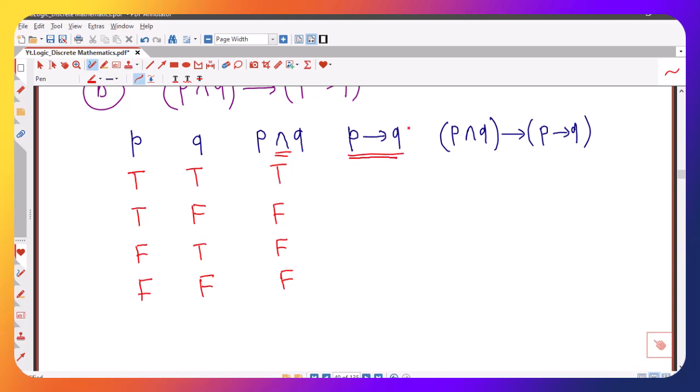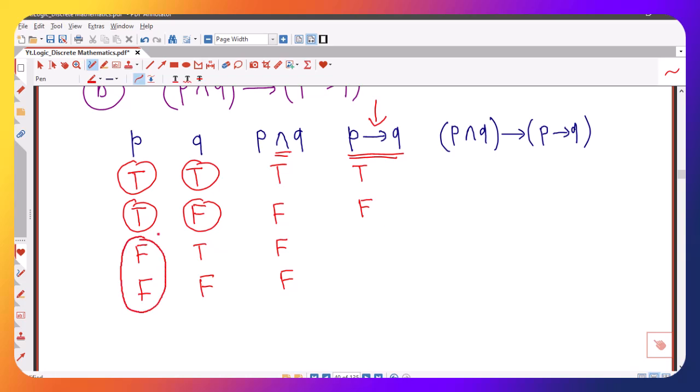Then we write down the column corresponding to P implies Q. We know that this is false if P is true and Q is false. So in this case it is false. Here P is true and Q is also true, therefore it is T. And here we have P false, so in that case we consider this as true. So in short, P implies Q is false only when P is true and Q is false. In all other cases it has truth value T.